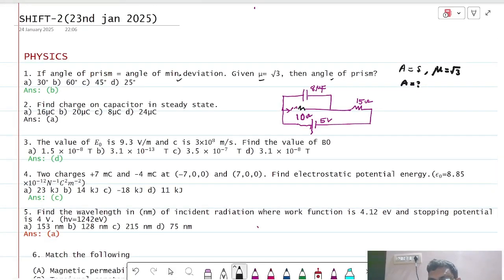Now the refractive index formula is mu equal to sine of (A plus D) by 2 divided by sine A by 2. This is the formula for the given angles. That means root 3 is equal to sine of (A plus delta) by 2 over sine A by 2. Since A is equal to delta, the numerator becomes sine A.